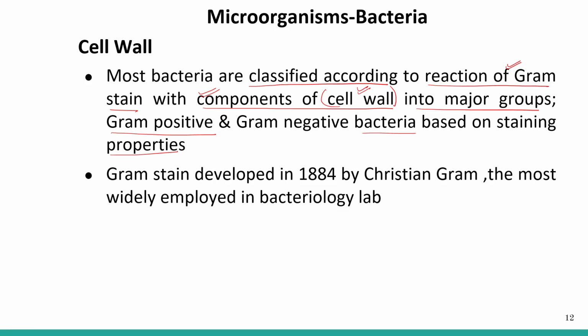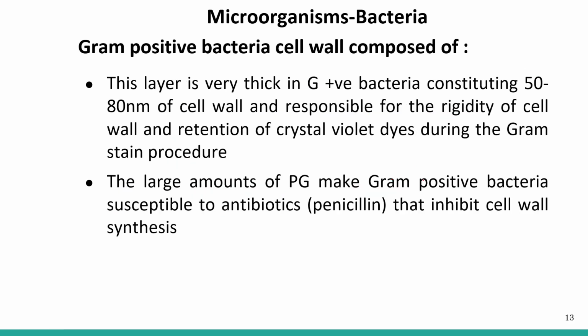That is in the case of gram negative bacteria. So the Gram stain was developed in 1884 by Christian Gram, and is the most widely employed in the bacteriology lab. Nowadays also we use it to know whether the bacteria is gram positive or gram negative. So it gives you the answer just by staining. Now you know the components.